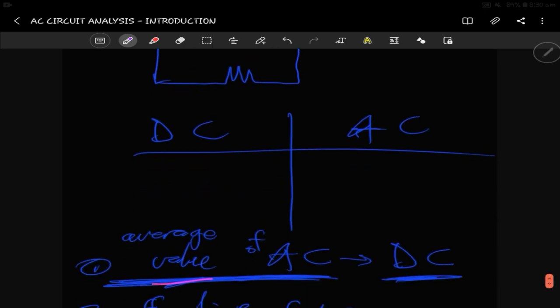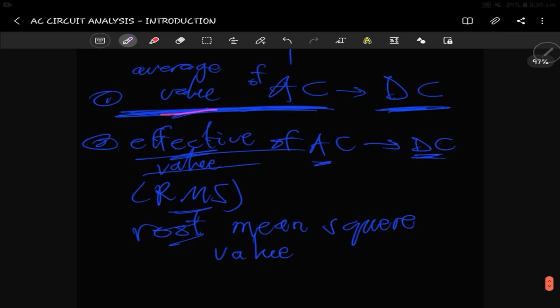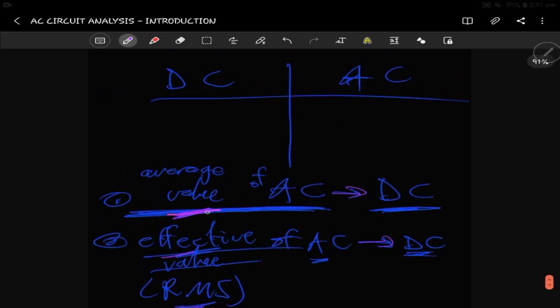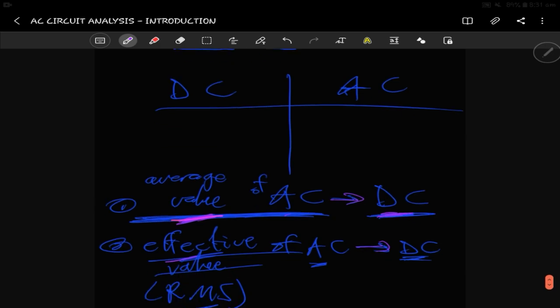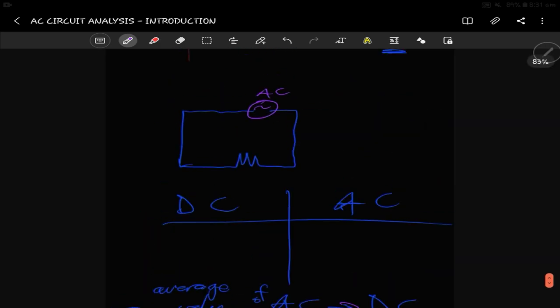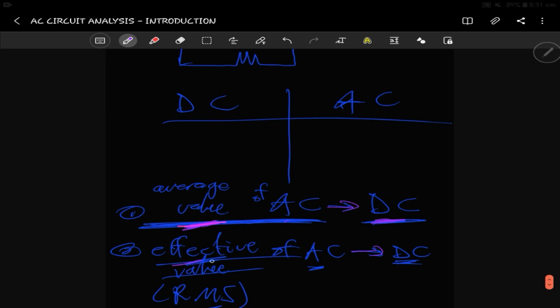So we've talked about the average value of the AC. Now we're talking about the effective value, the root mean square value of the AC. And we said both of these give us a DC value. And we said if you take the average of the AC and find the DC, when you apply the original AC and you apply the average, the response will not be the same. Now we are done with this.